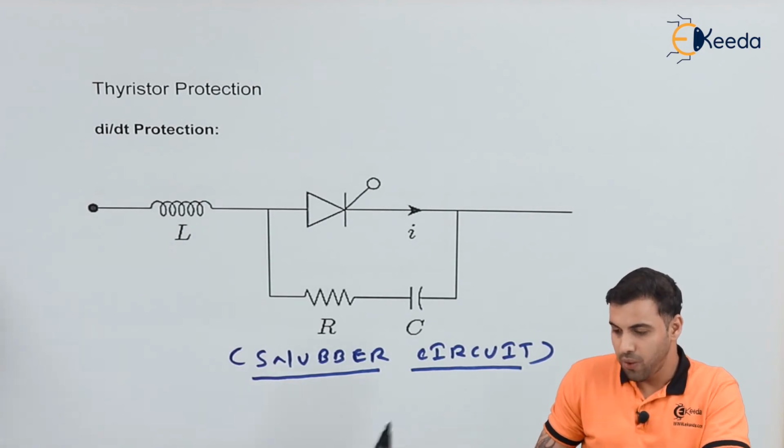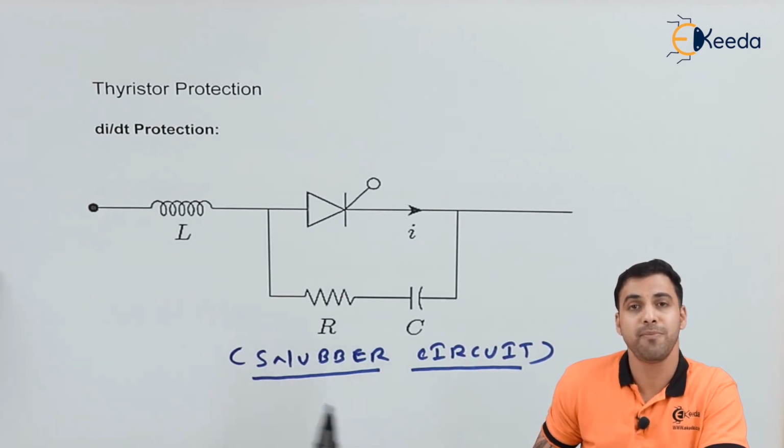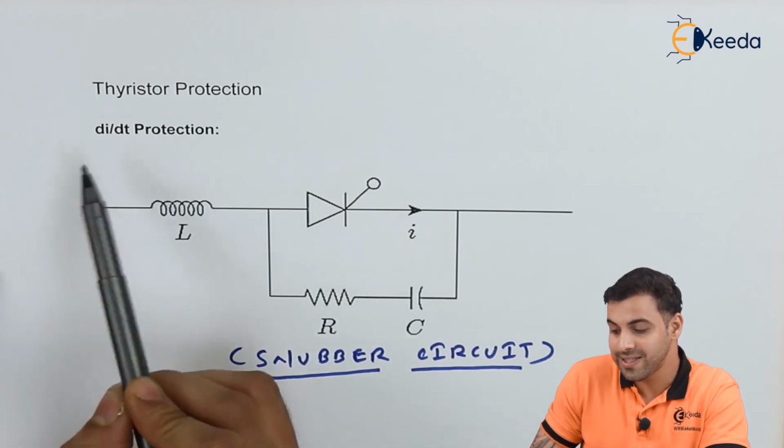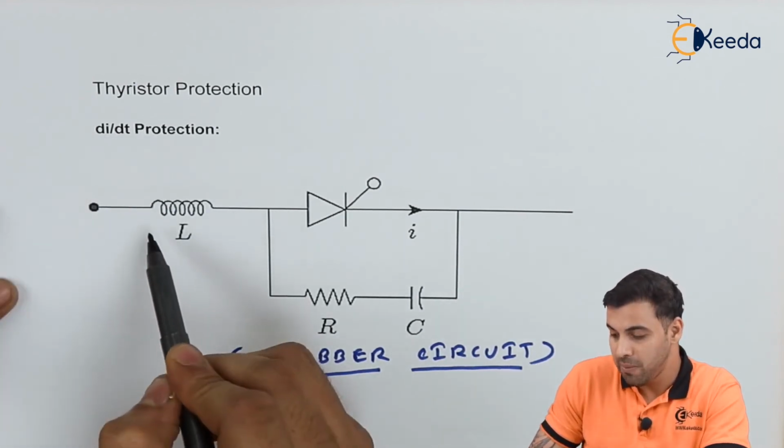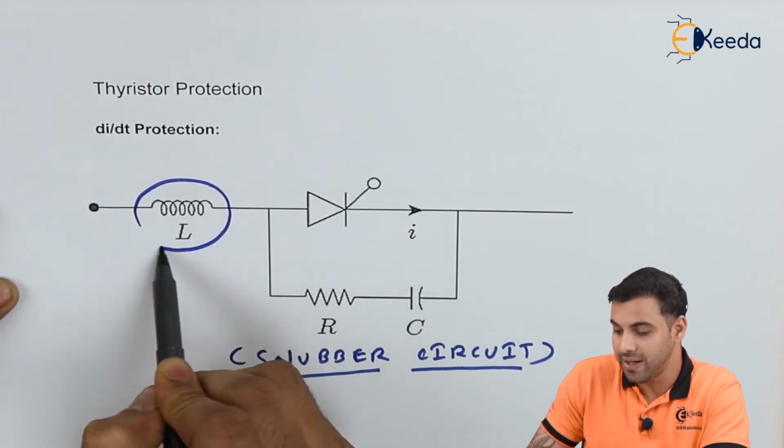Now friends, we can protect the thyristor against di/dt by using a snubber circuit, especially by using this inductor in series with the thyristor.